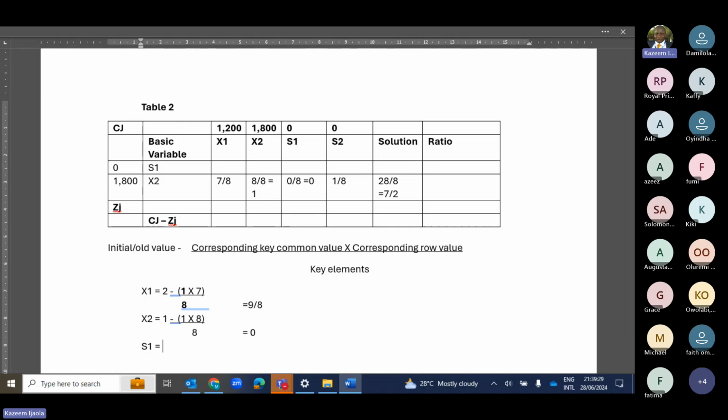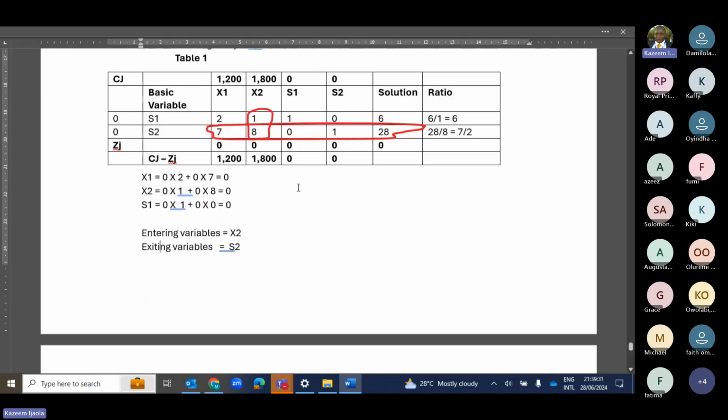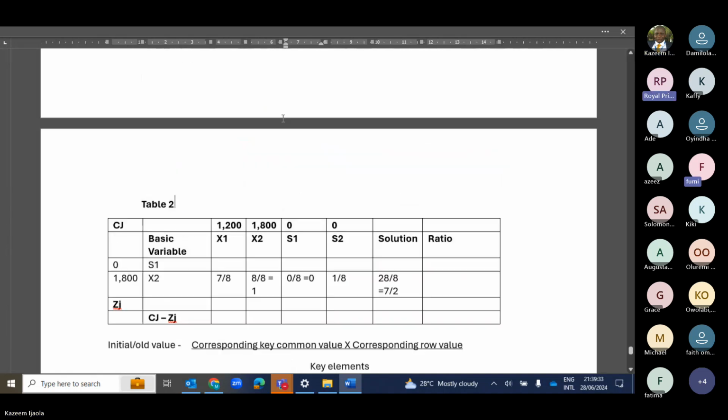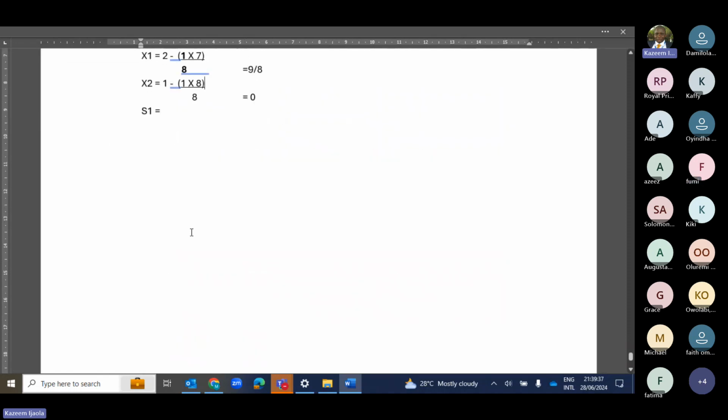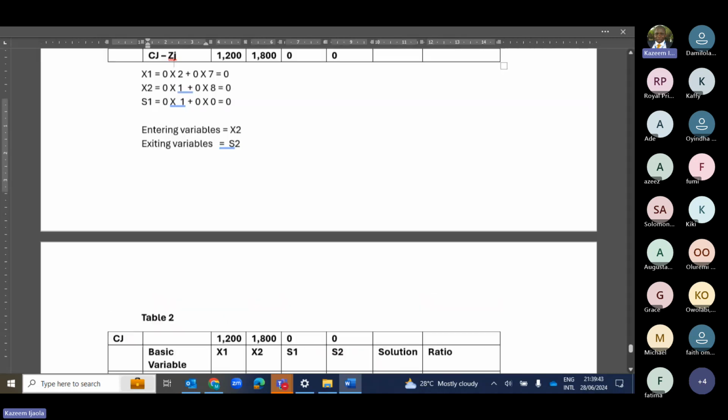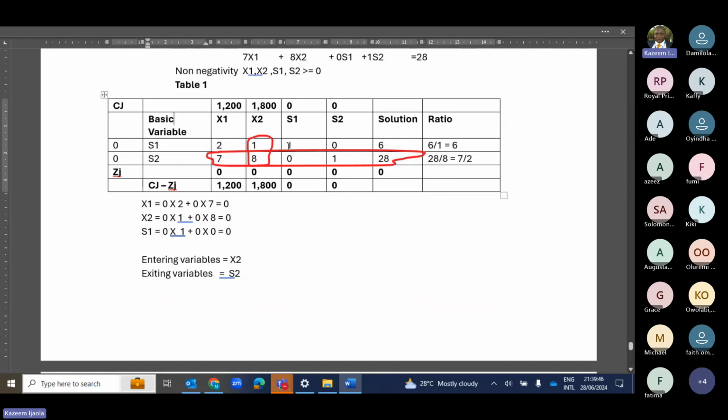So for X1, what is the initial value for X1? It is 1. X1 is what? It is 1. So 1 minus. I told you that this one will be constant, so just move on. Then what is the corresponding row? That one now, what is the number that is standing on the same row with it?